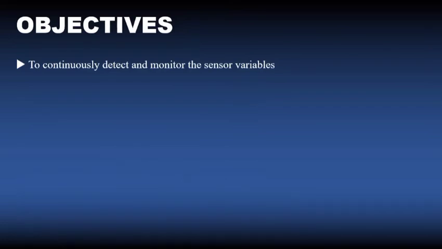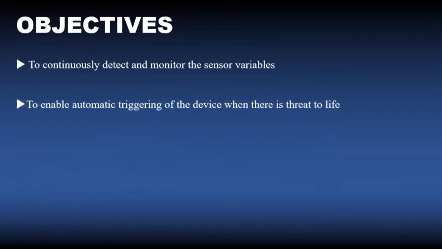It is explained by Tejaswini. Thank you, Mahesh. I will continue with the objectives of our system. The first objective is to continuously detect and monitor the sensor variables. Here we are planning to use four types of sensing modules, namely pulse, flex, motion, and temperature. Our proposed system not only monitors the safety of the person but also health condition using pulse rate and body temperature.